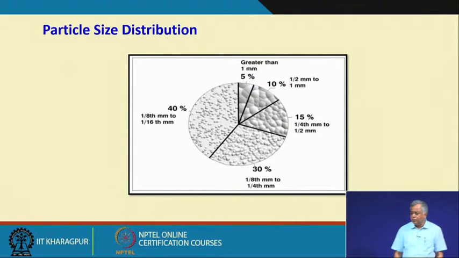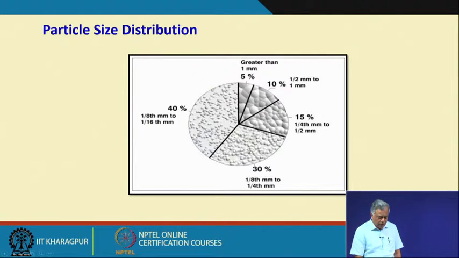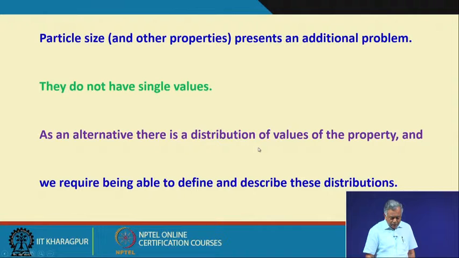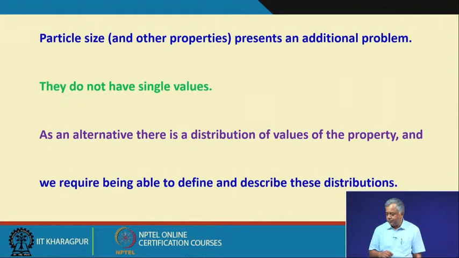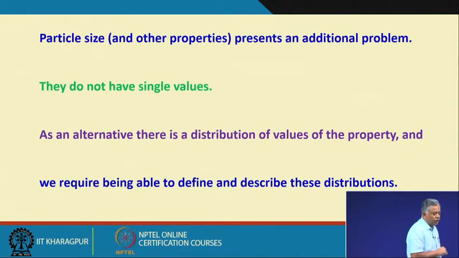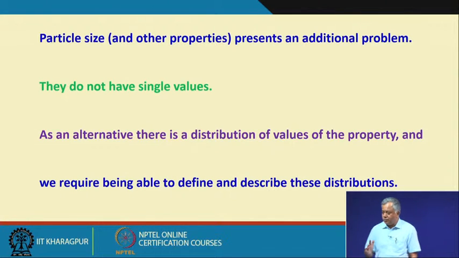Suppose we plan to have a pipeline transport as a slurry. Now, if I have a flaky particle, I have a different problem. If they are spherical particles, I have a different problem. So, my design characteristics will definitely be dictated by their shape distribution. That is why we are saying that particle properties like particle size and shape present an additional problem, they do not have single values. So, we always give emphasis to a particular property in a distributive manner, that is, what is the particle size distribution, what is the particle density distribution, like that.